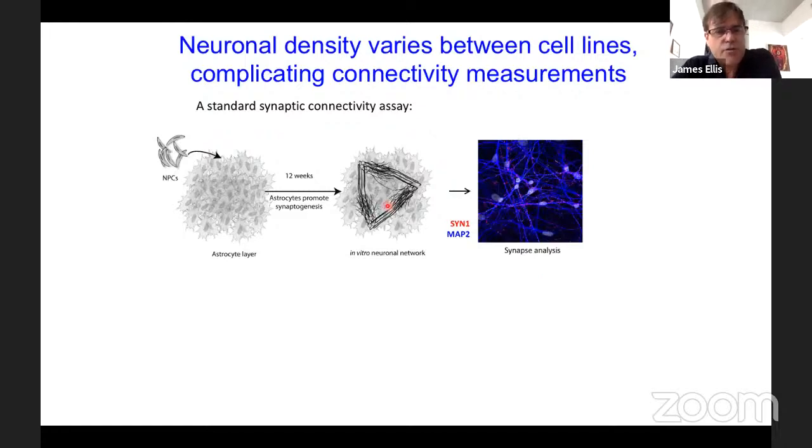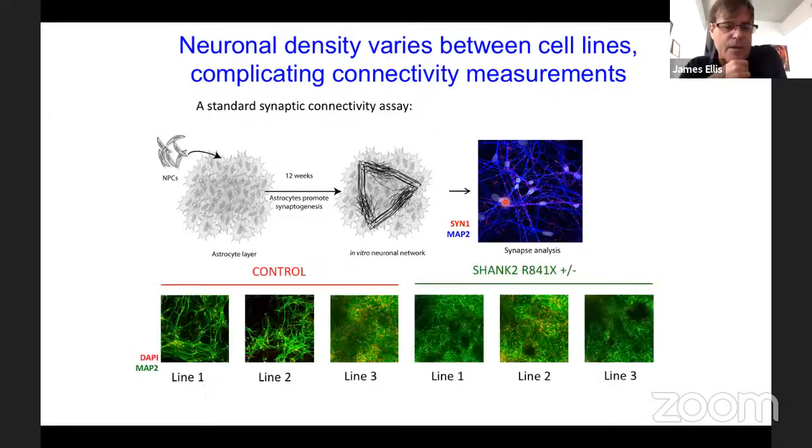When we started to evaluate the phenotype of the neurons, what we do is we make neural progenitor cells, we plate them out onto mouse astrocytes and differentiate them for up to 12 weeks. I think for the SHANK2 story, it's been primarily 9 weeks, but sometimes you can go shorter than that. And a neuronal network would form if you stain for synapsin 1 and MAP2. MAP2 shows the dendrites, synapsin 1 shows the synapses.